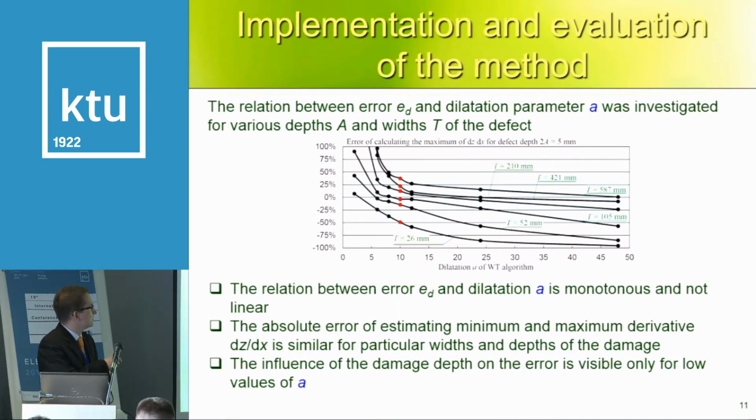We can choose a dilatation parameter in such a way that the error of calculating the maximum of the derivative of defects is between plus minus 50%. Additionally, the relation between error and dilatation parameter is monotonous and nonlinear. And the influence of the damage depth on the error is visible only for low values of parameter A.